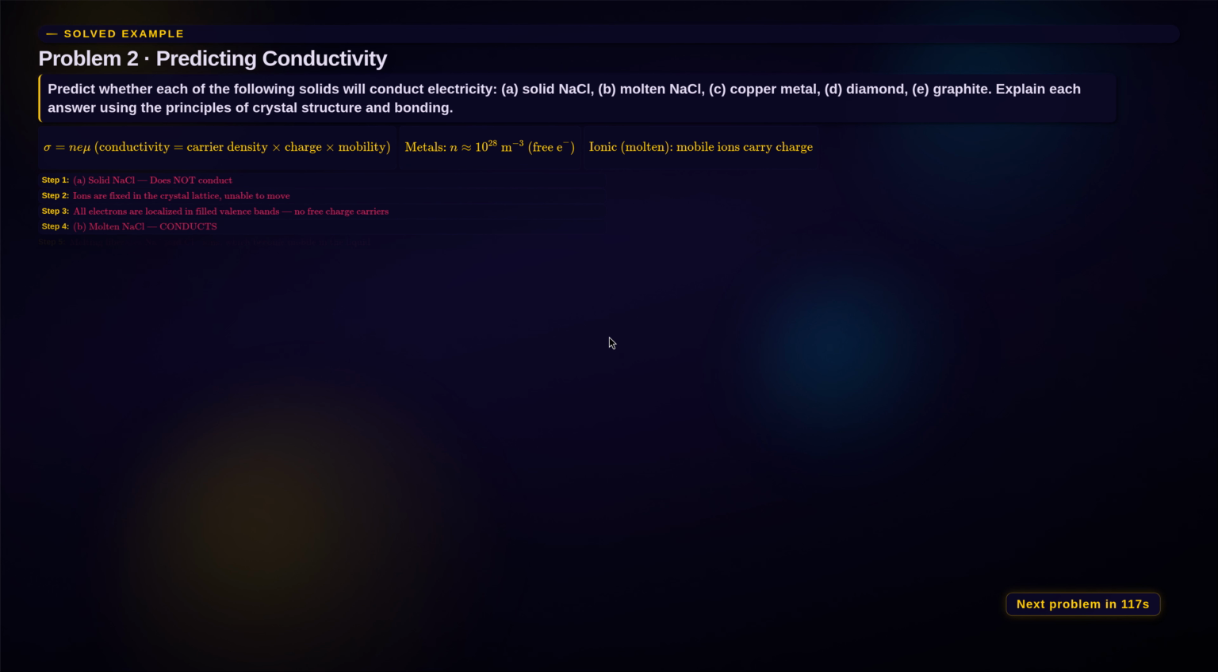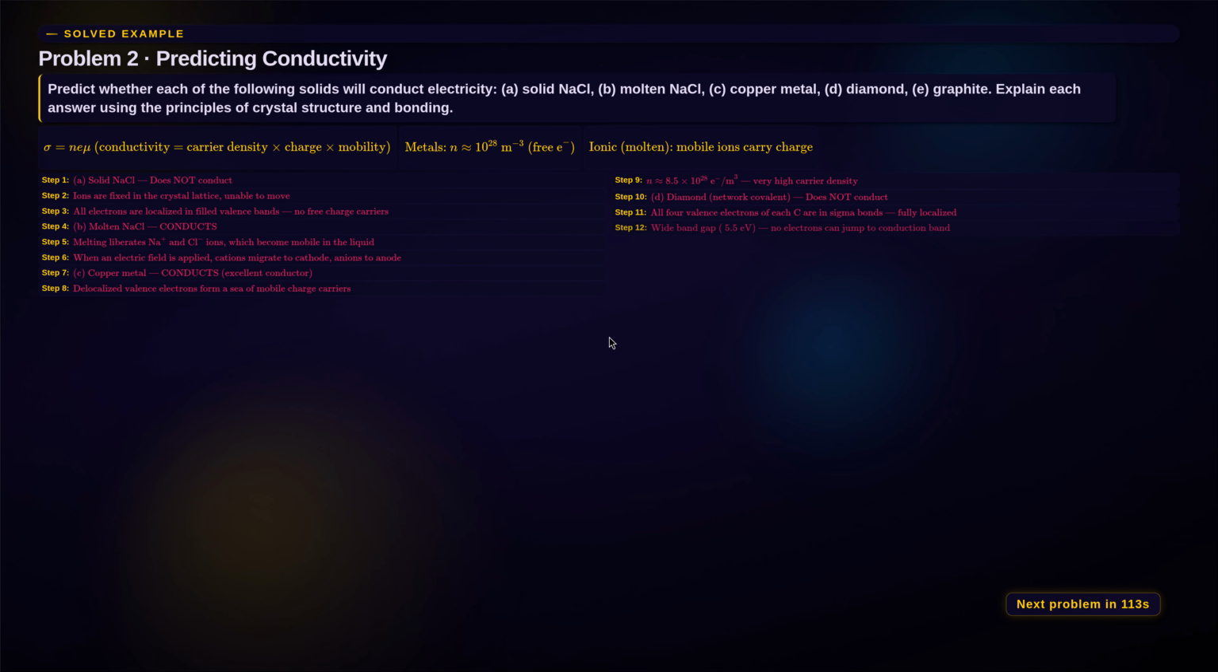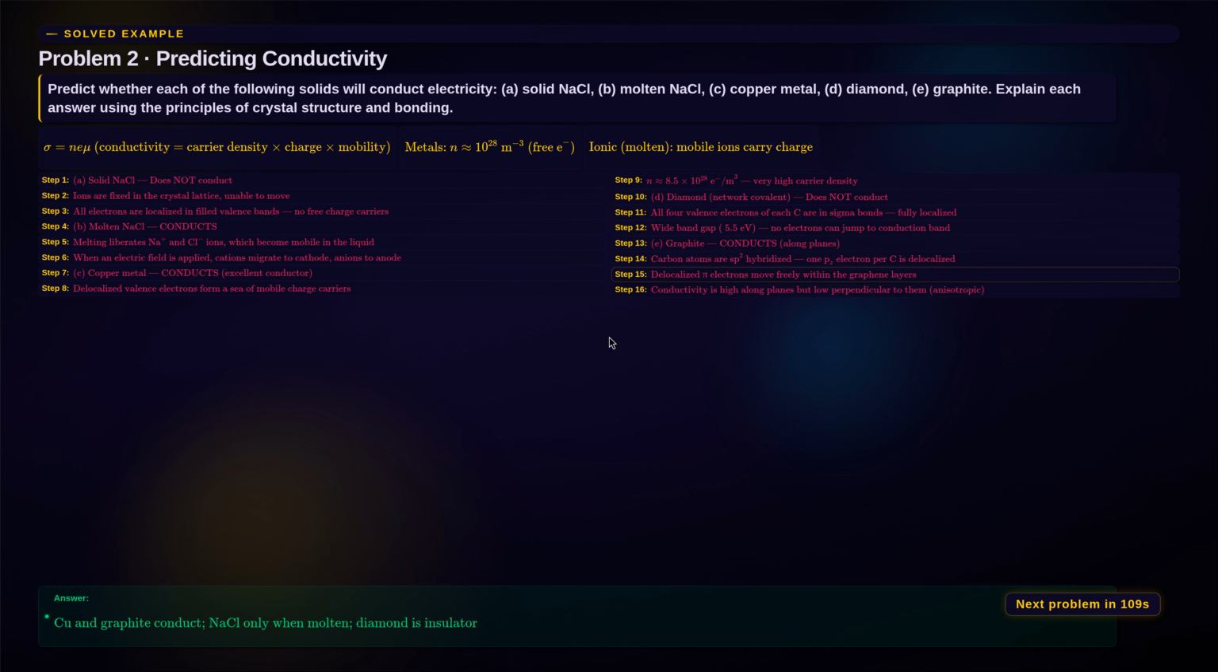Problem 2. Predict whether each of the following solids will conduct electricity. Solid sodium chloride, molten sodium chloride, copper metal, diamond, graphite. Explain each answer using the principles of crystal structure and bonding.